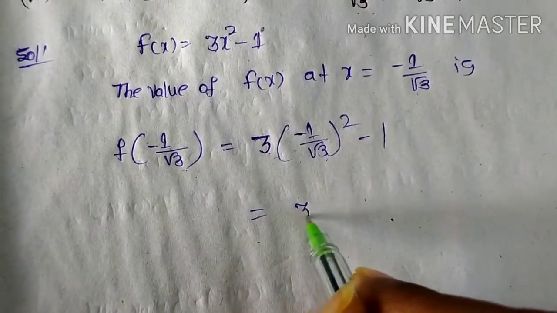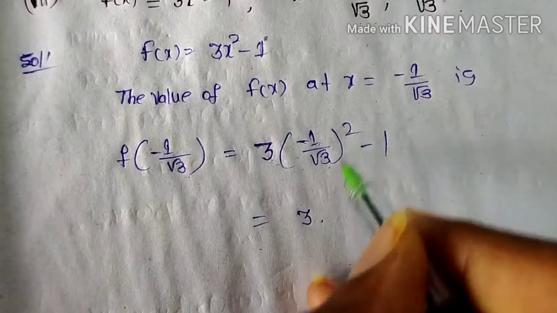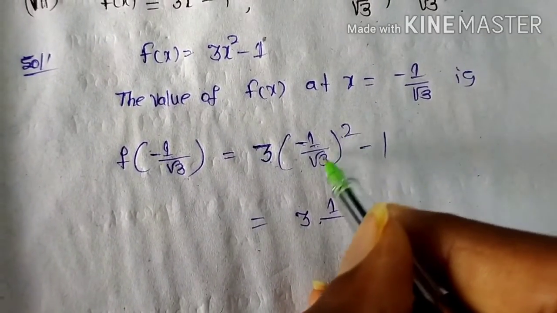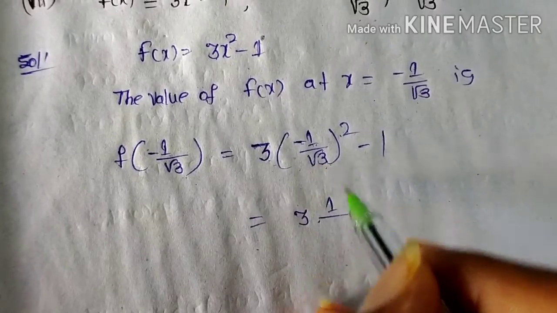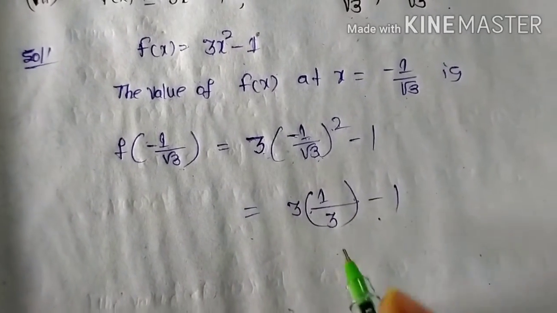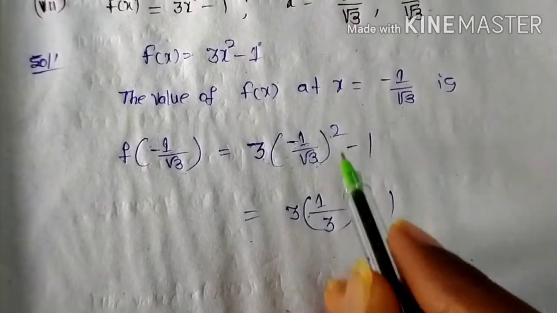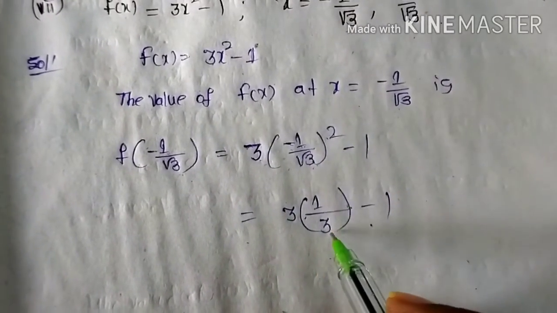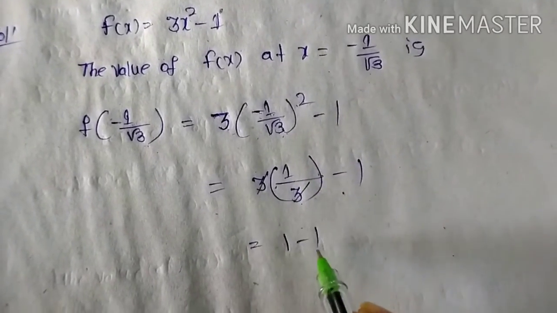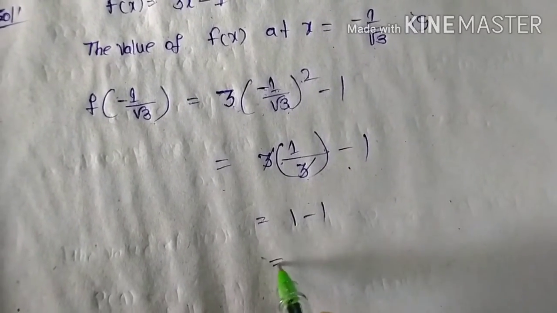Just you can see here 3 into minus 1 whole square. Will you get plus 1 or not? Yes, here root 3 whole square, square root will be cancelled. You know that you will get 3 only. Yes or no? 3 into 1 by 3 minus 1. Is it okay? See here 3 into minus 1 whole square is 1. Root 3 whole square is 3 only. 3 cancel. Next you can write here 1 minus 1. Is it equal to 0 or not?